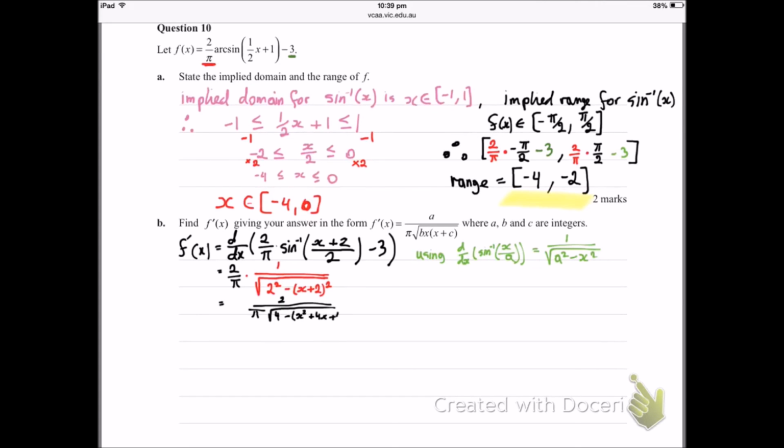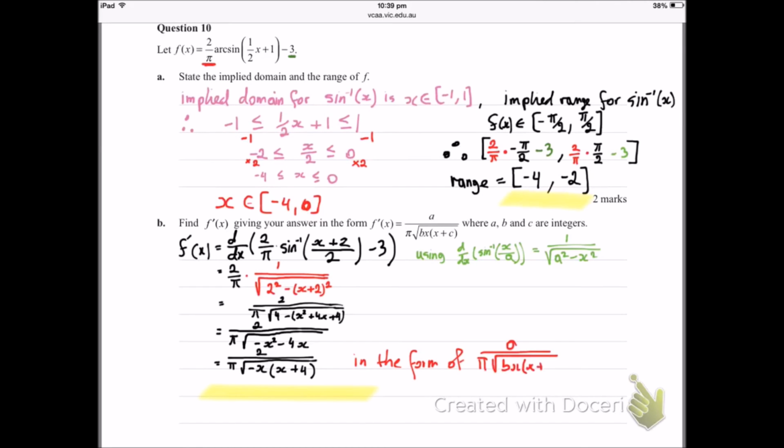Now expand the denominator and simplify. And let's take out the factor of negative x, because that is the type of form we are after. See, there's the factor of negative x there, and we get that as our final expression, and that's in the right form as stated in the question. So a must have a value of 2, b is negative 1, and c is 4.